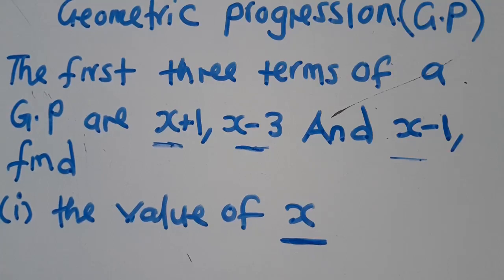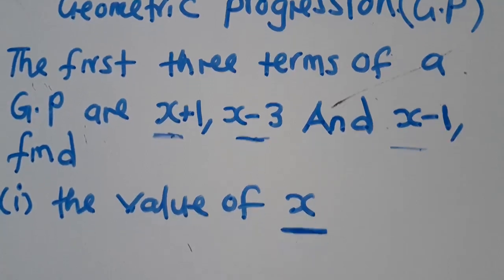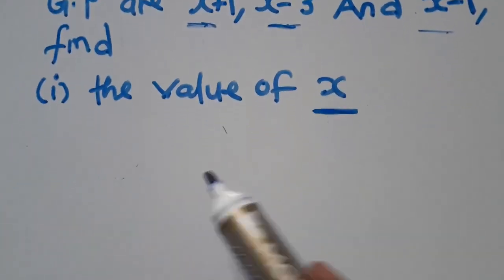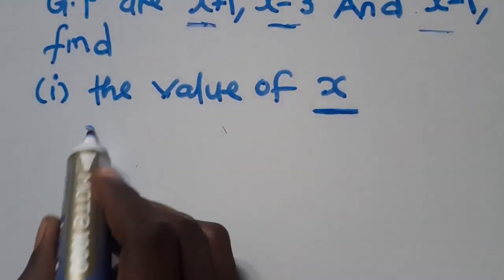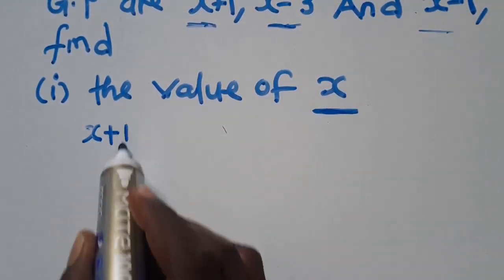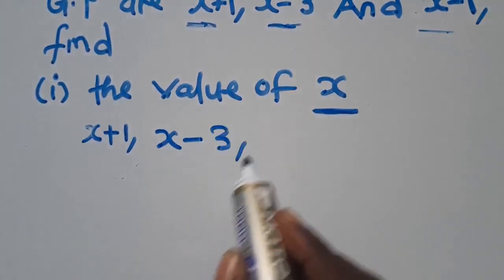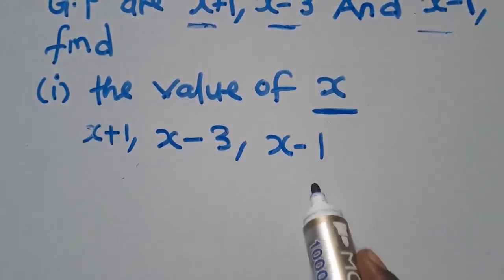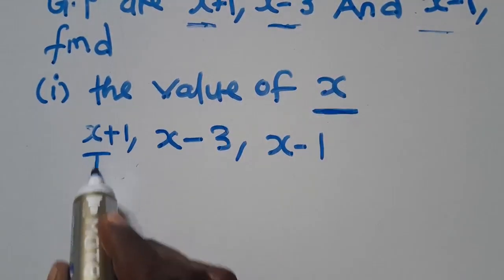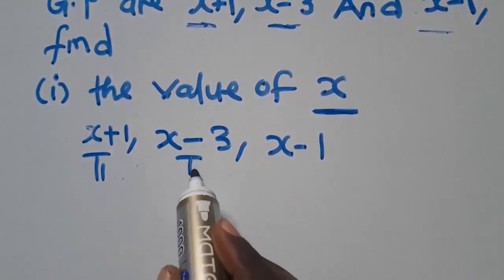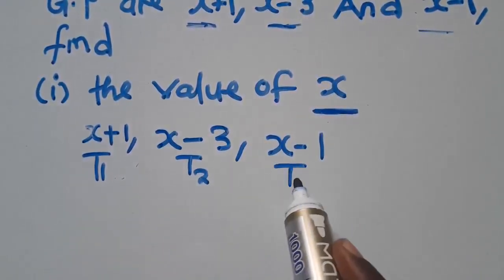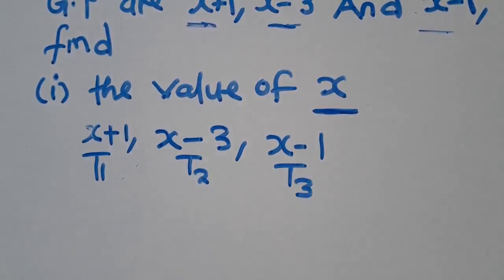How can you find the value of x? Let me write them properly here. You are given x plus 1, x minus 3, x minus 1. You know that this is your first term, this is your second term, this is your third term. This is what you are given. Then you are told to find the value of x. How can you find the value of x?